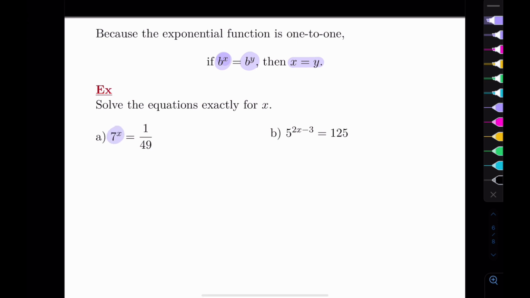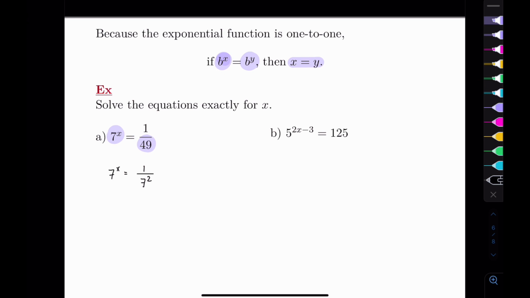So in this first example, I have 7 to the x, so my base is 7. That means I want to write this side with a 7 to a power as well. So 49 we can rewrite as 7 to the second. Okay? But I don't have 7 to a power equals 7 to a power, so I've got to do more manipulation with this side.